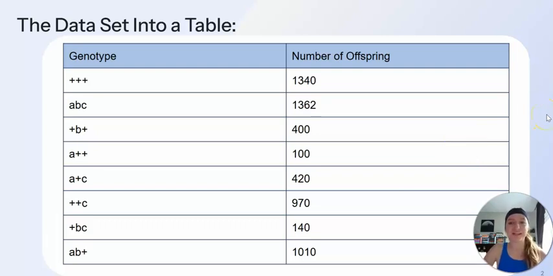Organizing the data set into a table. So here is all of the data set that we were given. On the left-hand side, we have the genotypes and then the number of offspring on the right, each one corresponding. All together, this is added up in a later slide, which helps with some of our calculations. As you can see: plus, plus, plus, 1340; A B C, 1362; plus B plus, 400; A plus plus, 100; A plus C, 420; plus plus C, 970; plus B C, 140; A B plus, 1010.